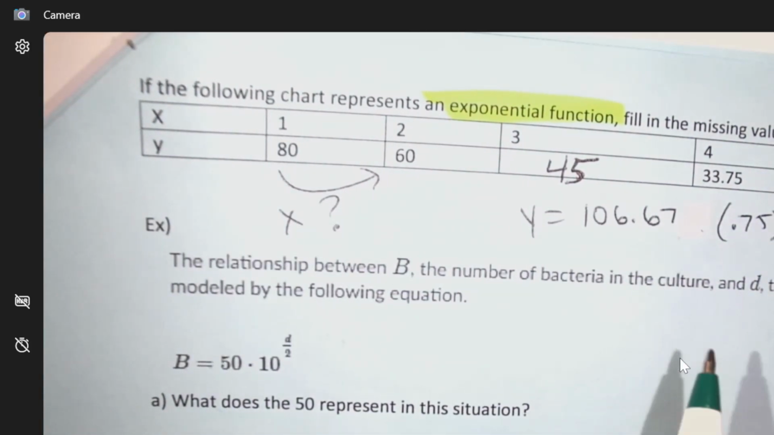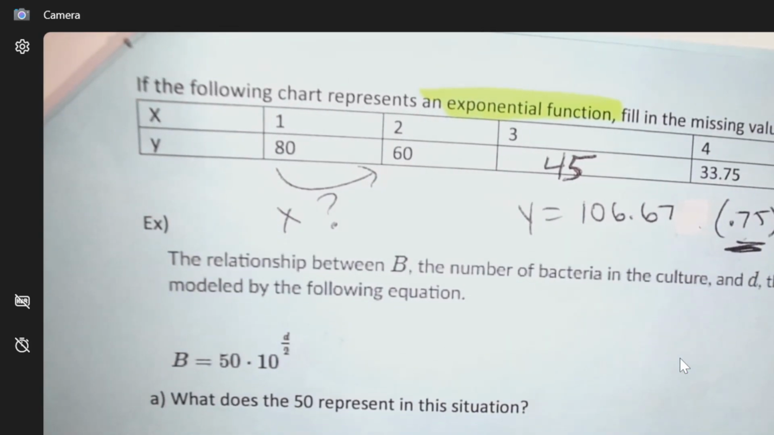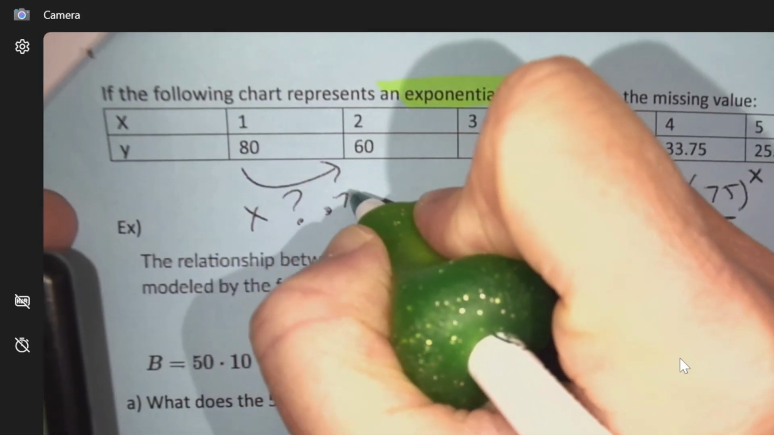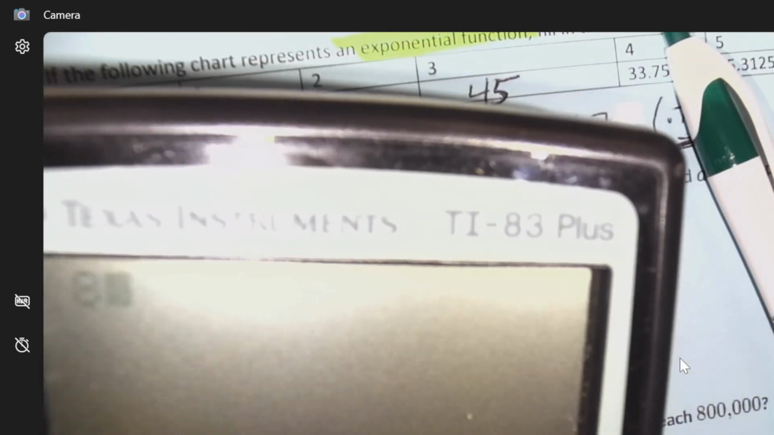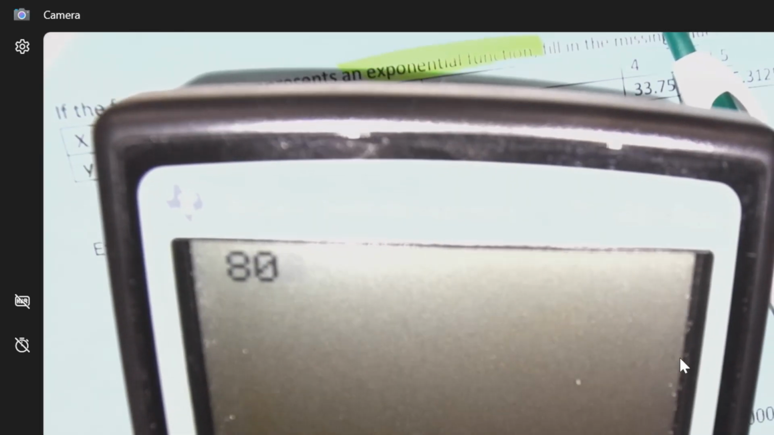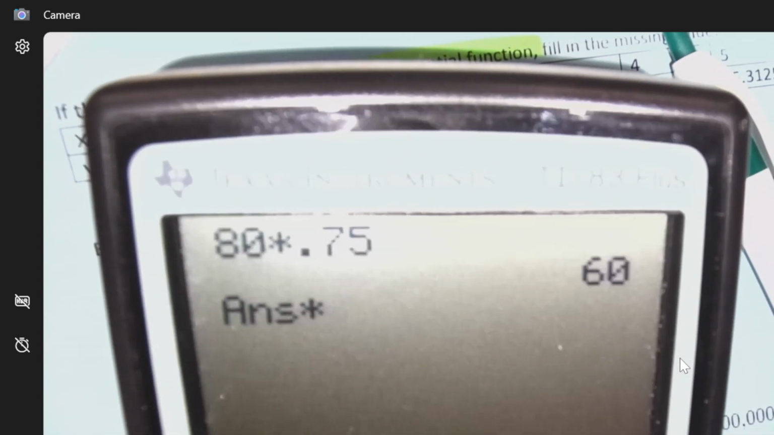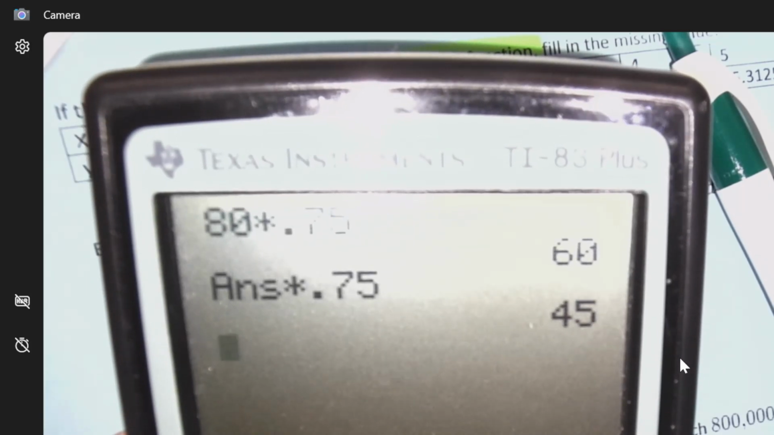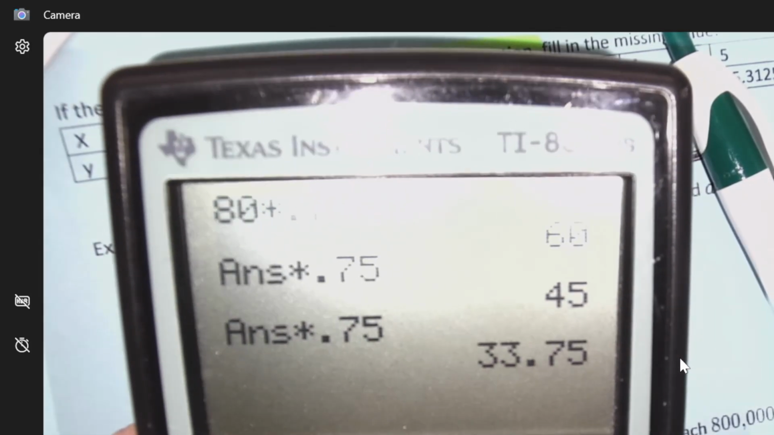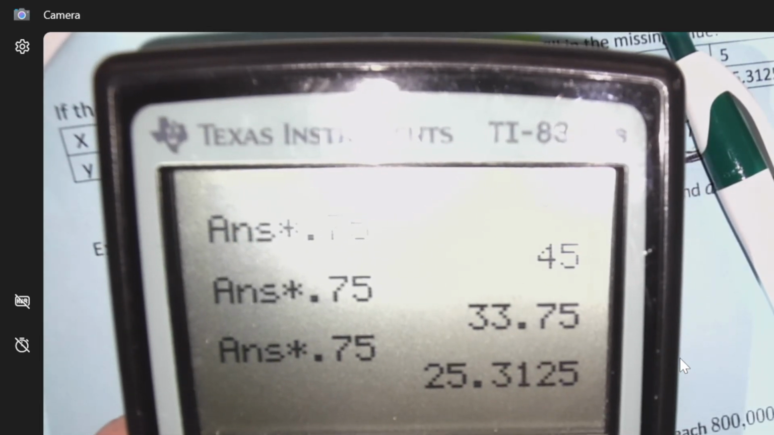What's that? Do you even see that number? That's your rate. That's your multiplier rate. So I times by 0.75. So here we go. So I'm going to start this business out. 80 times 0.75 equals 60 times 0.75 equals, there's my answer. I'll try another one. Oh, look, that matches. What if it doesn't match? It will.